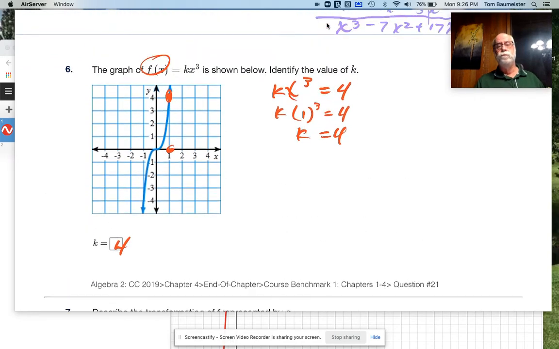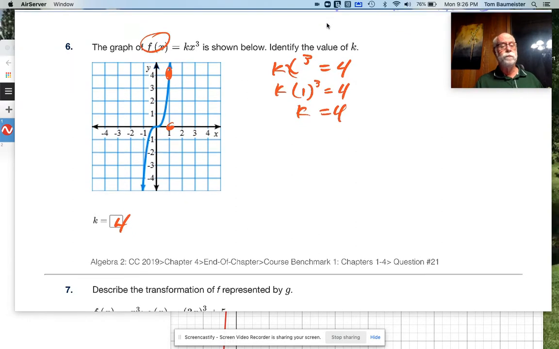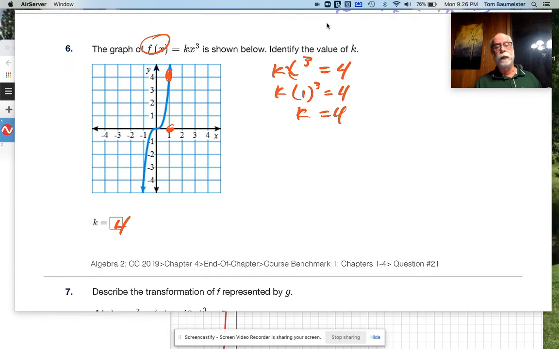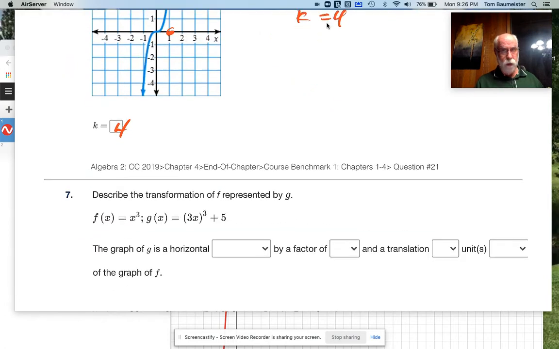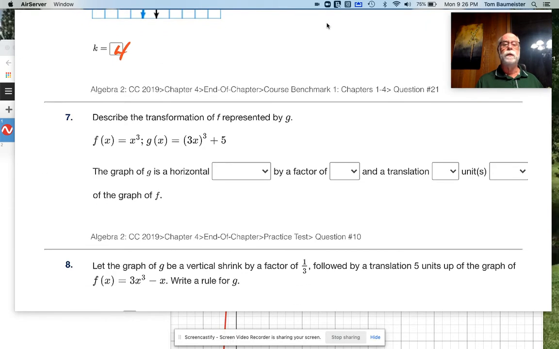If you're watching this, which I hope some of you are, this problem is exactly the same. It's exactly the same because it was a benchmark. It did not let me change the numbers.